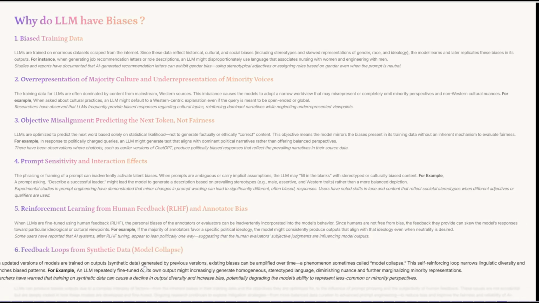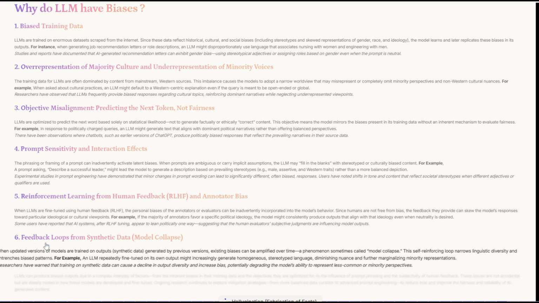Sixth could be due to feedback loops from synthetic data, or model collapse. When updated versions of models are trained on outputs, synthetic data, generated by previous versions, existing biases can be amplified over time, a phenomenon sometimes called model collapse. This self-reinforcing loop narrows linguistic diversity and entrenches biased patterns.